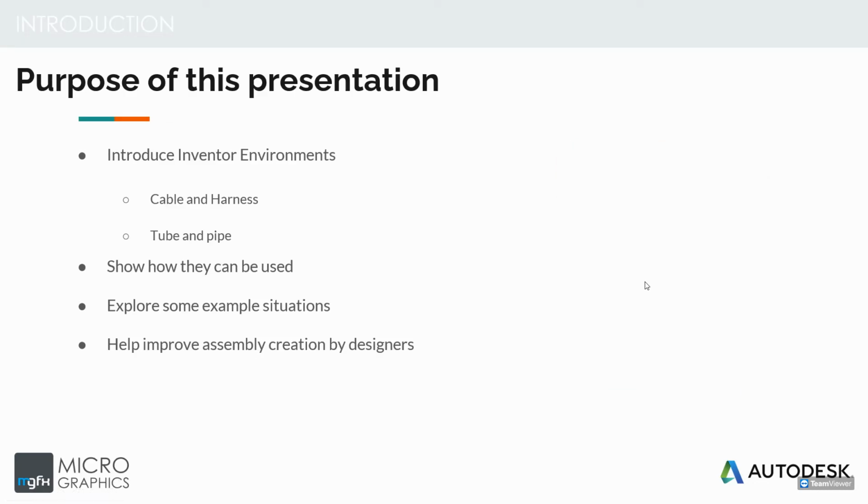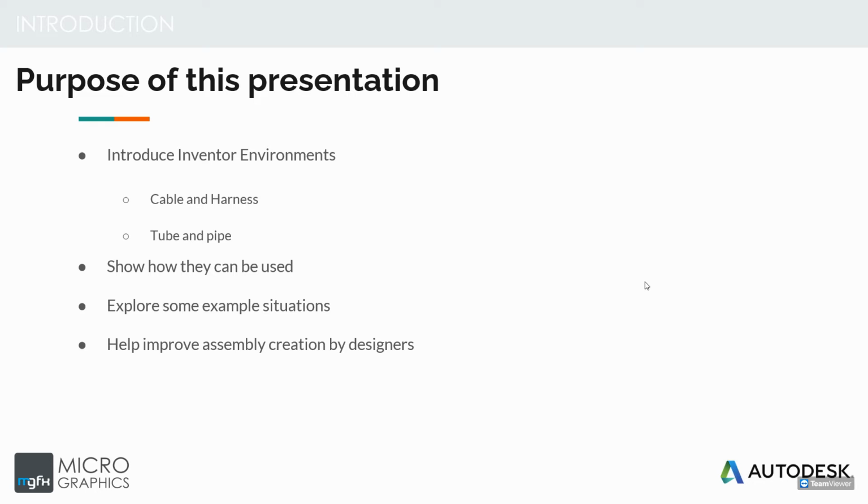Let's jump to the purpose of this presentation. Firstly, we would like to introduce Inventor Professional Environments to those who may not be familiar with it. In particular, the scope of this webinar is going to be cable and harness and tube and pipe. There's a lot of other tools available in your environments tab, but like I said, just for this webinar, we're going to focus on cable and harness and tube and pipe.